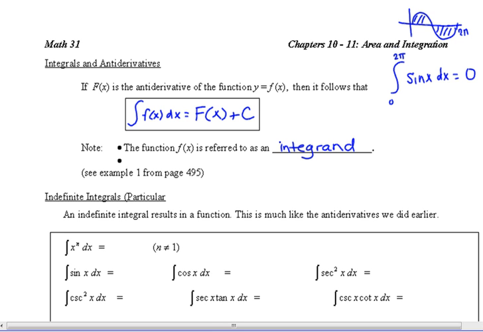So the function f of x is referred to as the integrand. And if you want more examples of how not all integrals represent area, you can see page 495 of your textbooks. Example 1.